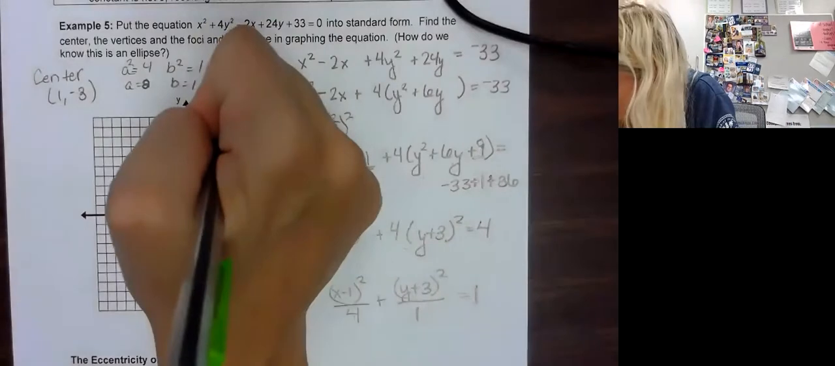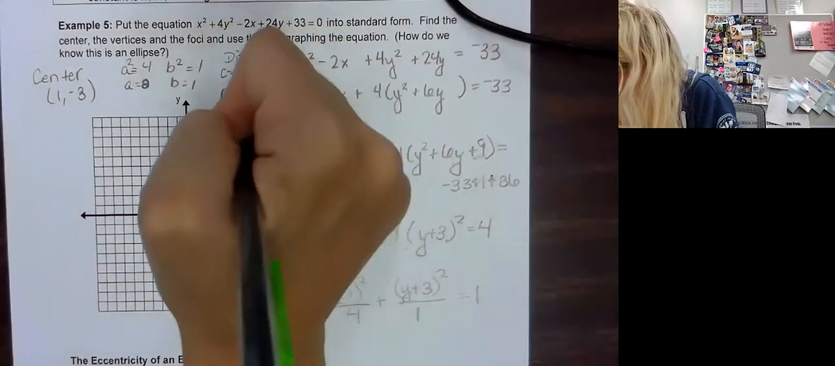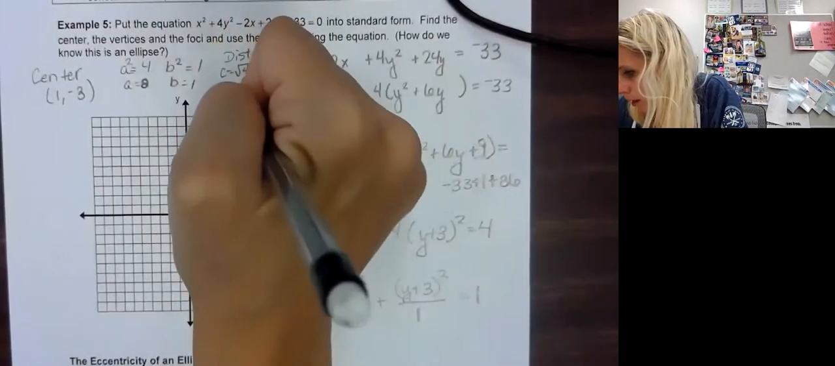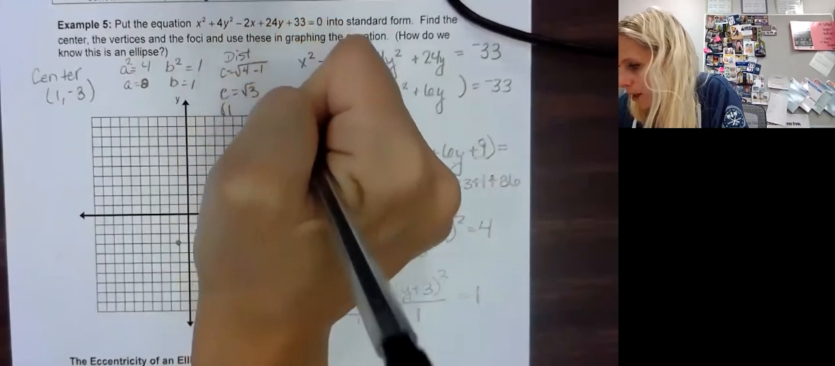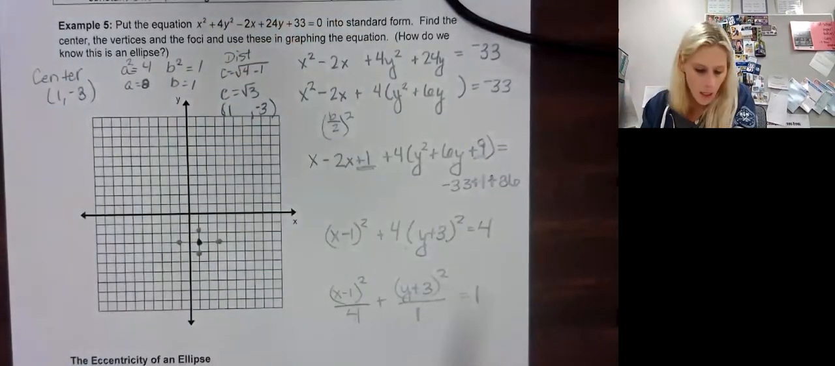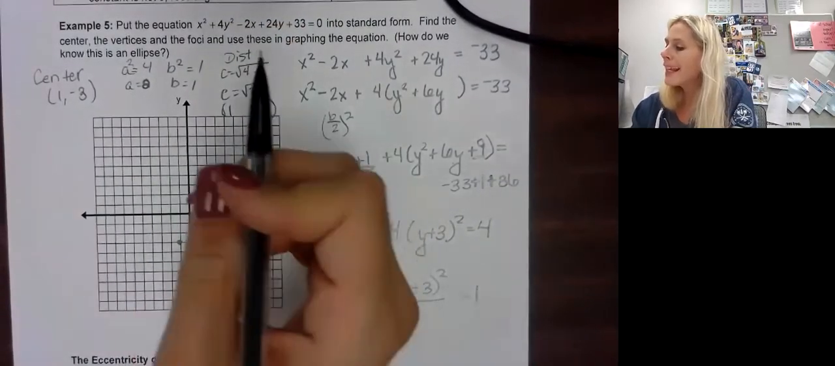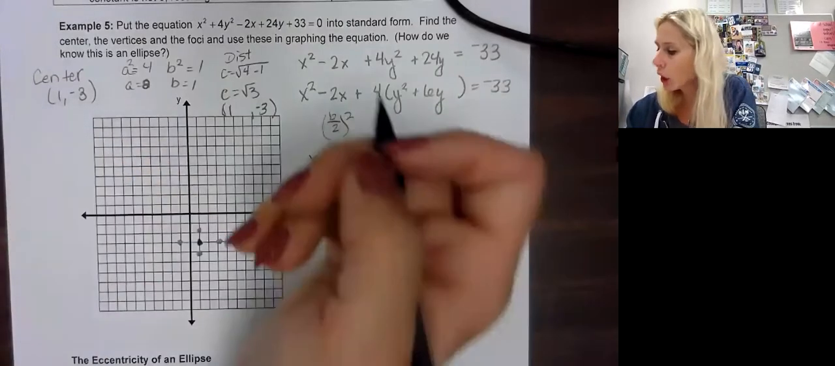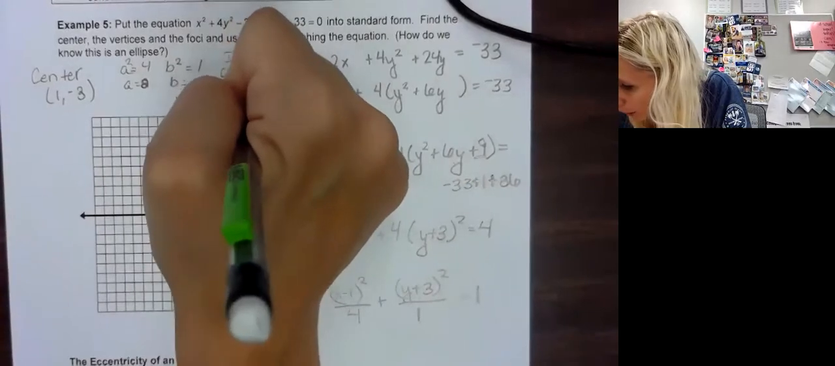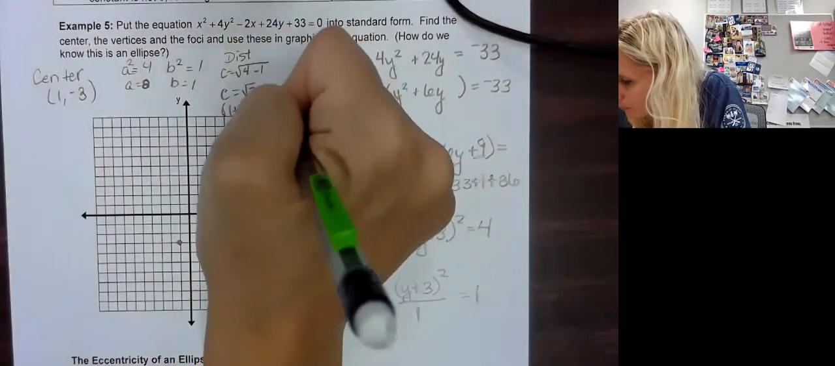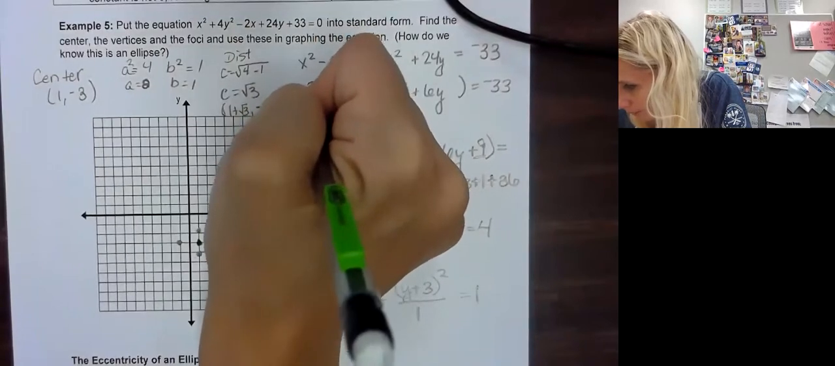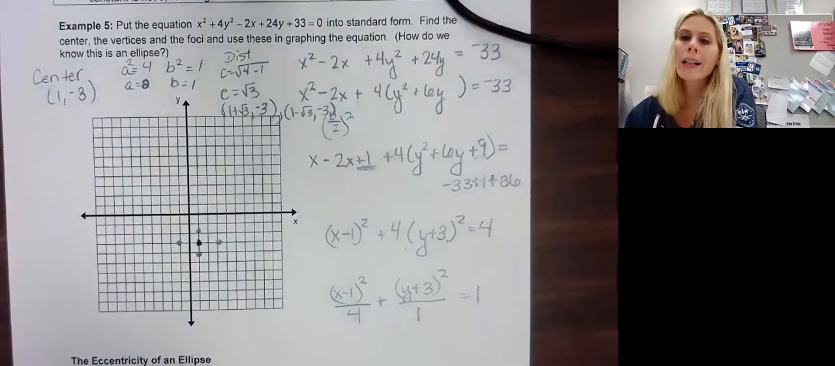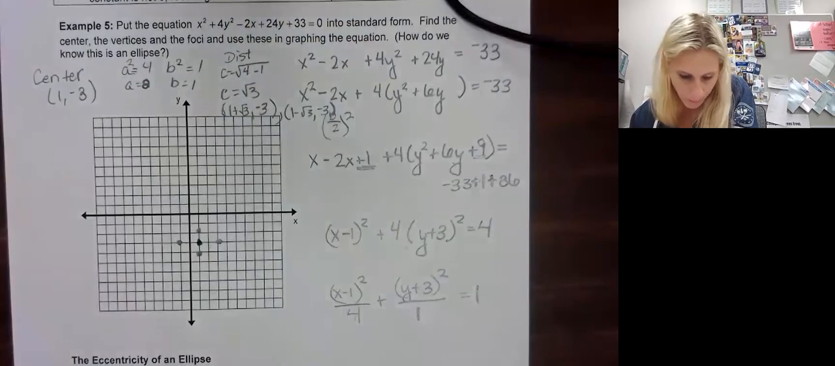So when you label these points, what I would do is start with the center. So the center is (1, −3). I know I have to add and subtract from the x value in this case of the center because it's a horizontal ellipse. So I'm going to add square root of 3 and subtract square root of 3. Now, if it was a vertical ellipse, I would add and subtract from the y value of the center.